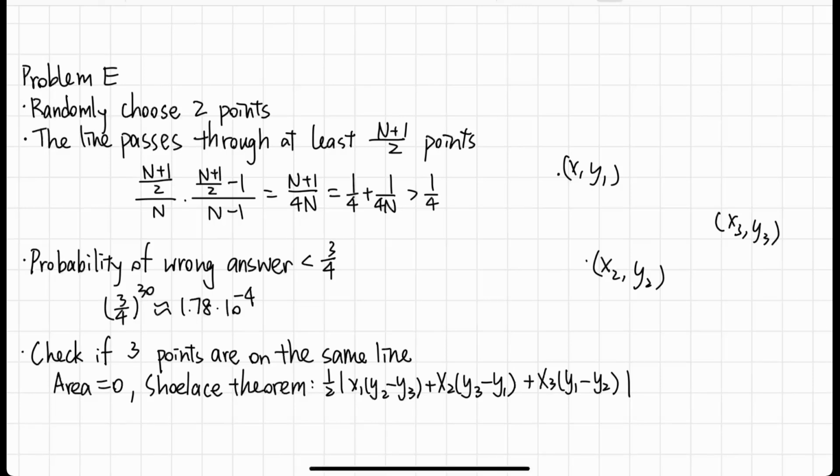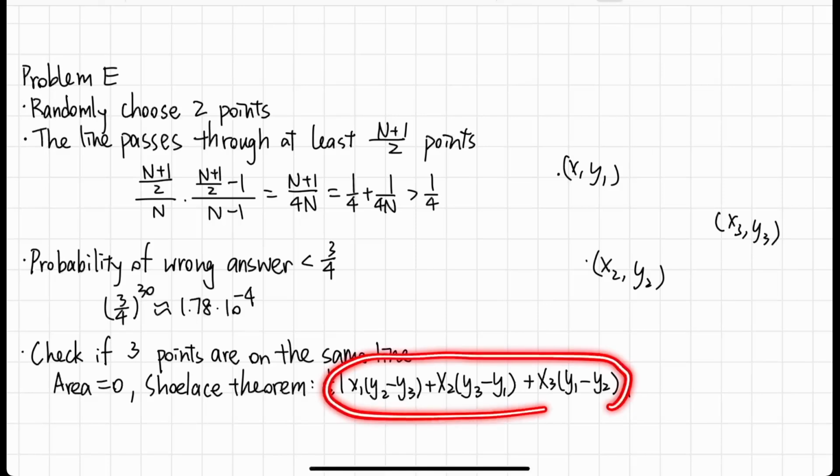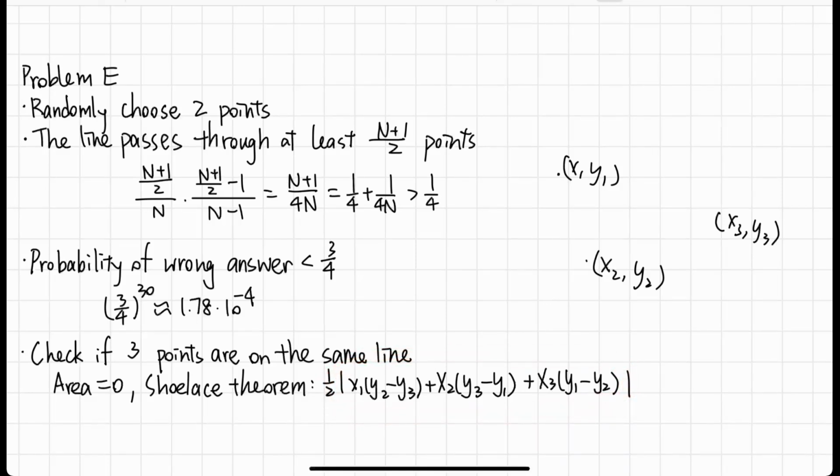And we can check the area via the Shoelace theorem, which can be used to calculate the area of 3 points. So if this value is equal to 0, then that means the area is equal to 0 and the 3 points are on the same line. So if there are more than half of the points that satisfy this constraint, then we can print out the equation of the line. And let's look at the code.